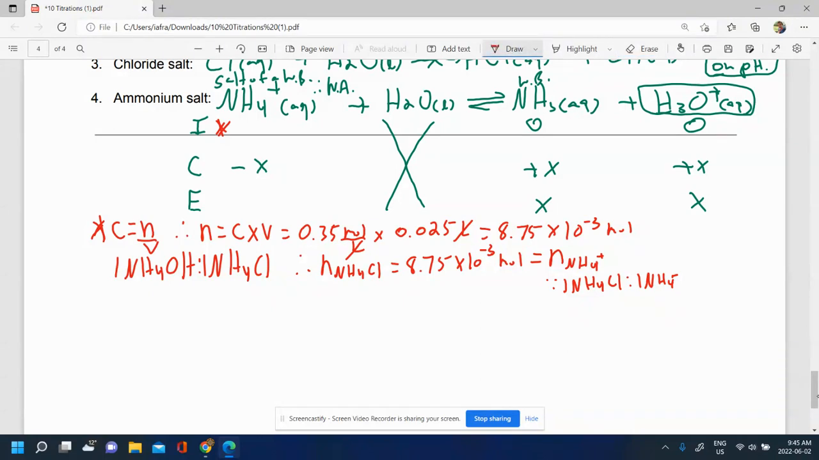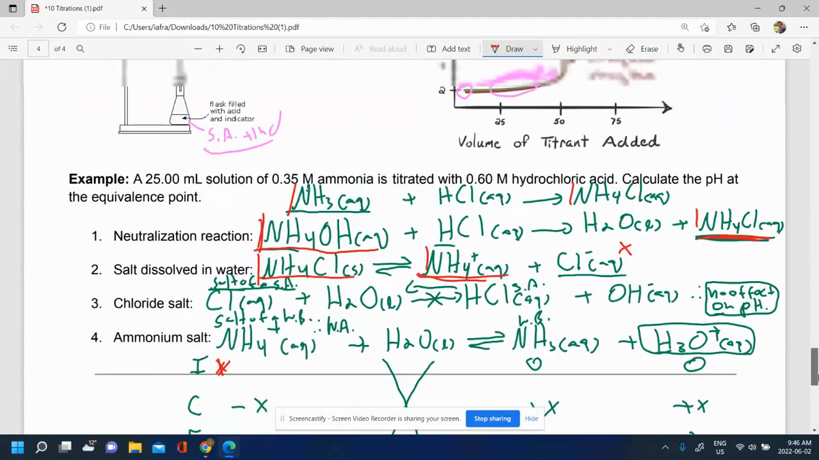So we know our concentration is C equals n over V, which is 8.75 times 10 to the power of negative 3 moles divided by the volume. Now here's the problem. We want to find the pH at the equivalence point, which means once your titration is done, once you've mixed the two solutions together.